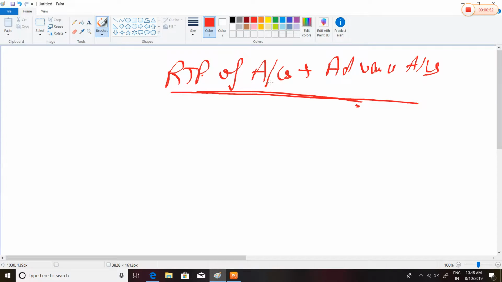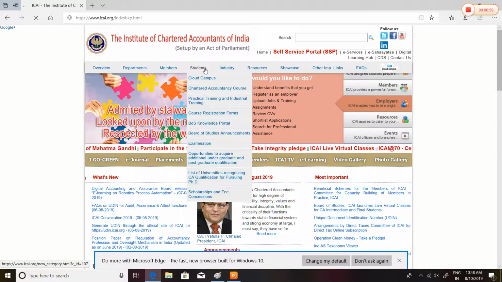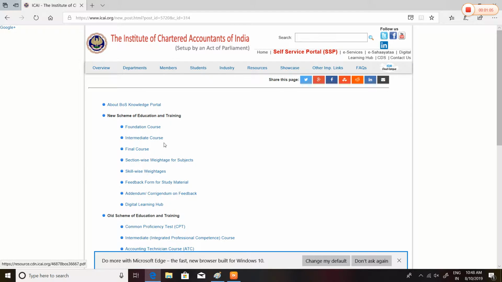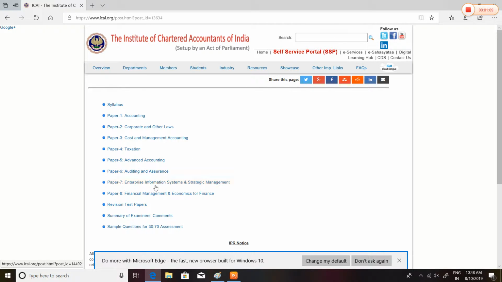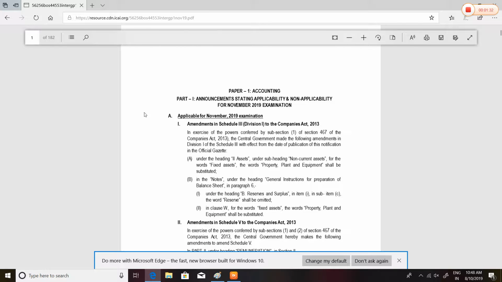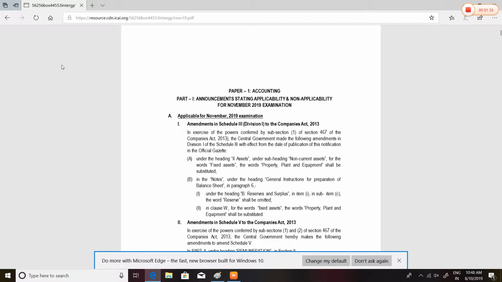So let's start. Firstly, let's see where the RTP is. The institute site, BOS Knowledge Portal, intermediate course. When you select the intermediate course, you see here revision test papers. Below paper number 8, FM Eco, you can click here. November 19 Group 1 account. Here is the RTP of 182 pages, this is the combined RTP of all the four subjects.